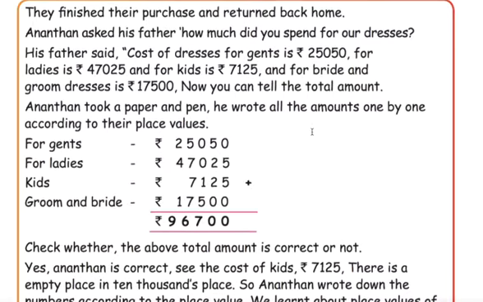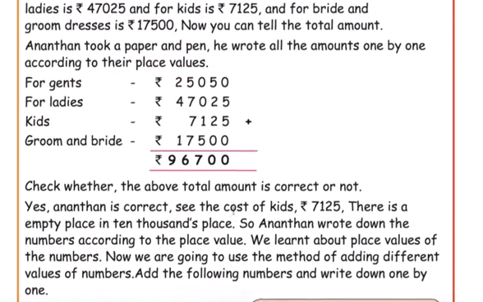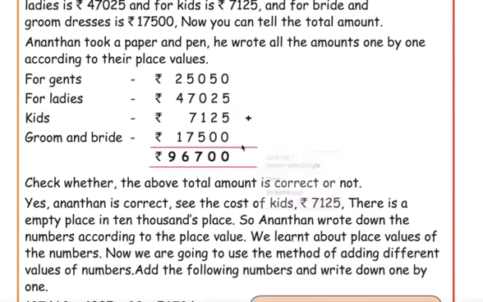Then Ananthan took a paper and pen. He wrote all the amounts one by one according to their place values. Then he added them up. He got 96,700. Check whether the above total is correct or not. That we will do now.